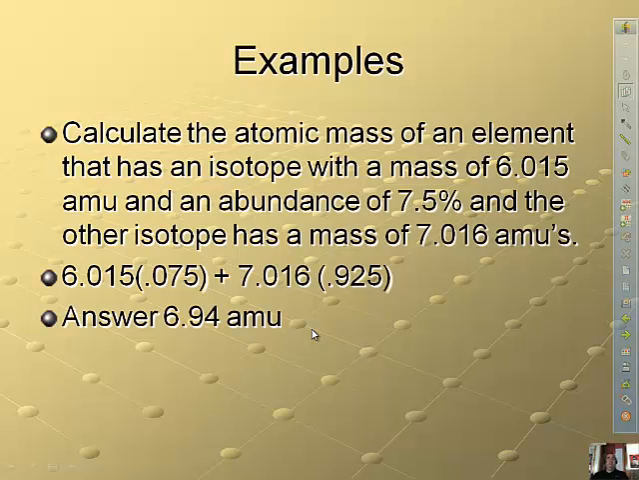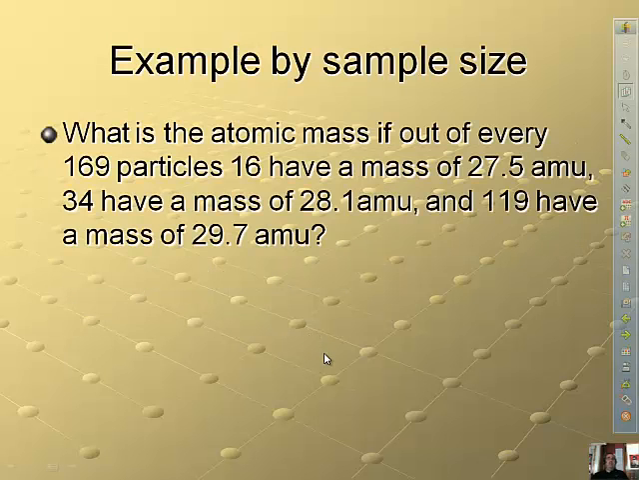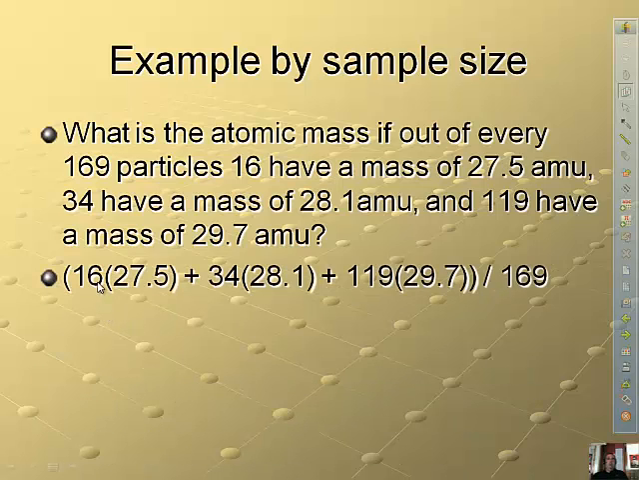Now again, this is one that was dealing with percentages. Let's look at one that doesn't have percentages. Maybe this one is total sample size. It says here, what is the atomic mass if out of every 169 particles, 16 have a mass of 27.5, 34 have a mass of 28.1, and 119 have a mass of 29.7? So what we'll do on this one is we'll take 16 times 27.5. We'll add it to 34 times 28.1. We'll add that to 119 multiplied by 29.7.